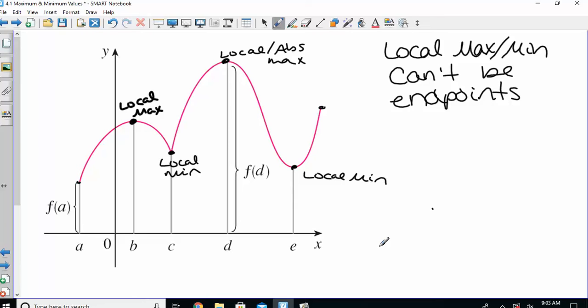Do I have an absolute min on this graph? Are you sure? I do. Where? This first endpoint. Absolute can be at the endpoints, and you see that is the lowest the graph ever hit. So this one is the absolute min. Any questions so far?